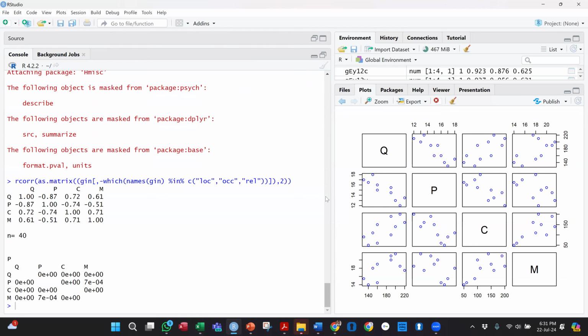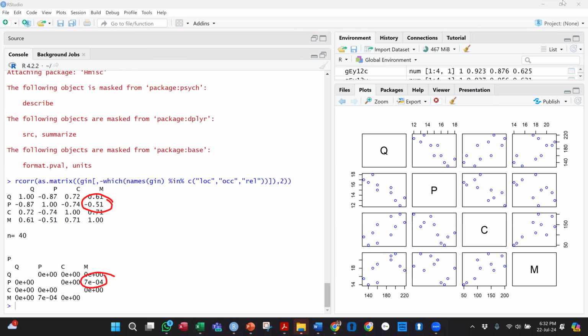So watch it carefully. I'm making it bigger so you see. So what this means is that the correlation between P and M is this negative 0.51. That is the correlation between P and M. It is the second row, far right. And its p-value should be the second row here, far right, which is 4 zeros before the 7.